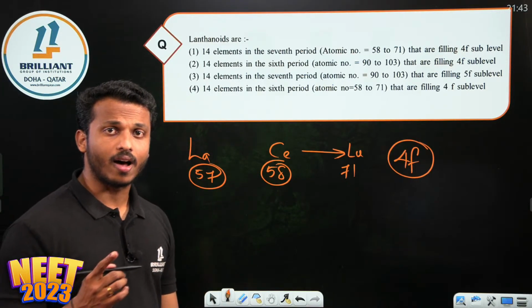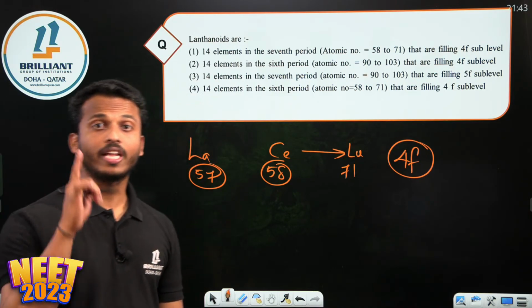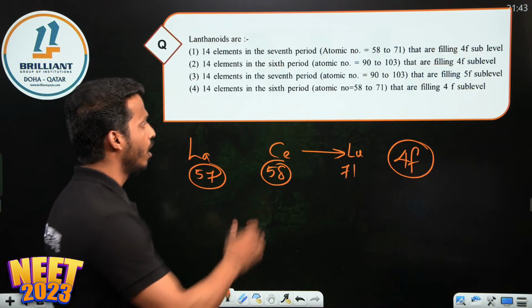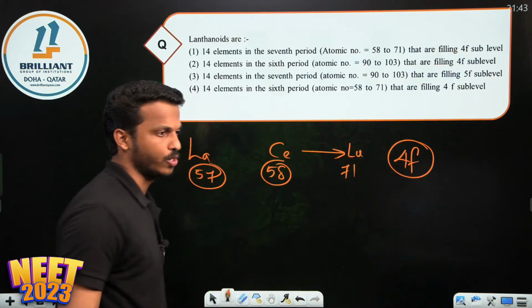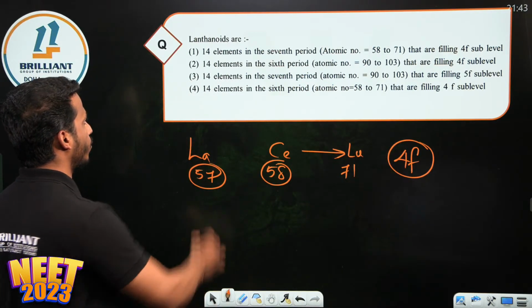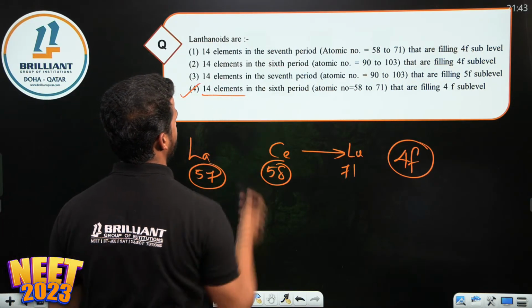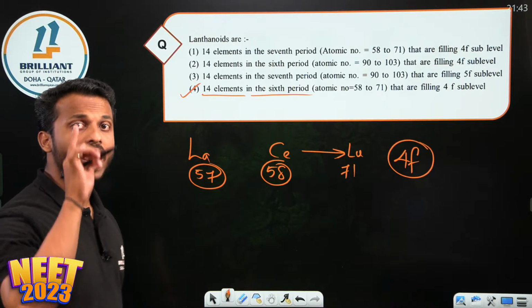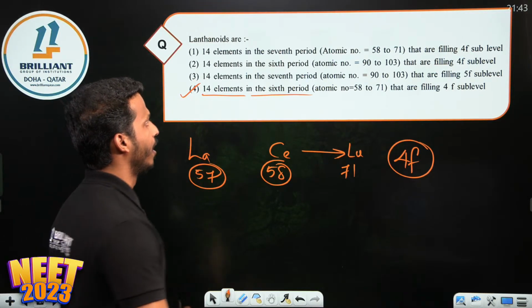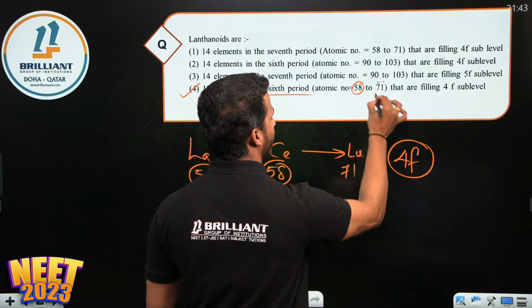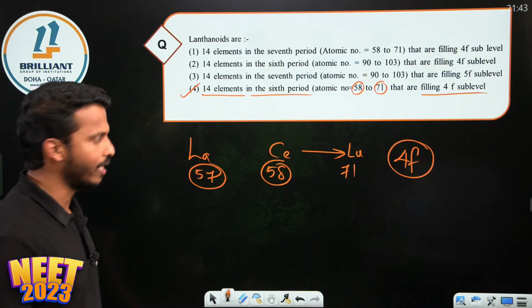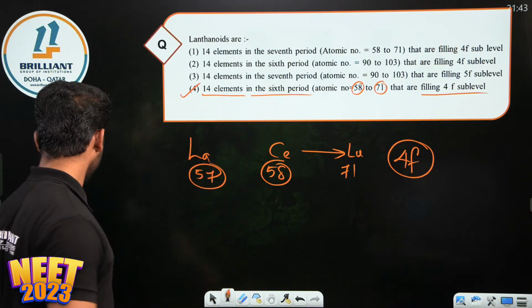Whereas actinoids are, after actinium, 14 elements. They start from thorium to lawrencium. Those are 5f series elements. So what is the correct answer, dear all? Is it option 4? 14 elements in the 6th period. You know, lanthanides are in the 6th period, actinides are in the 7th period, starting from 58 to 71. Yes, they are filling the 4f sub level. Yes, correct answer is option 4.